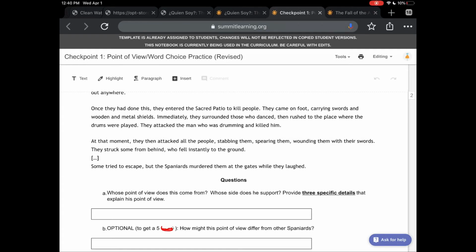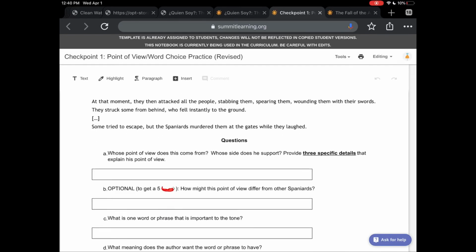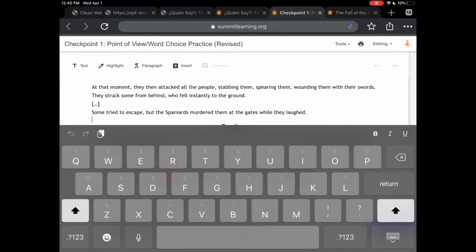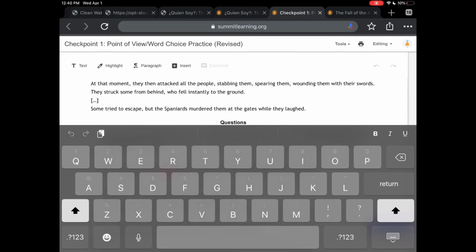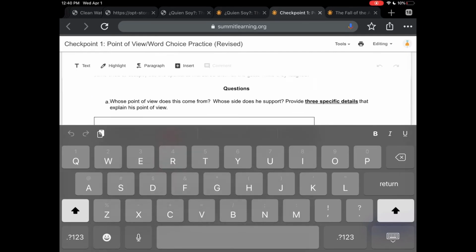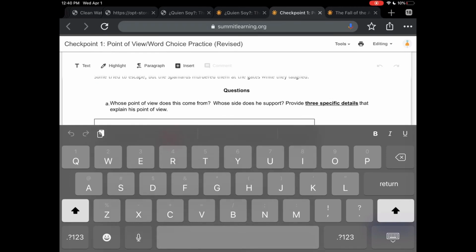Immediately, they surrounded those who danced. They rushed to the place where the drums were played, and they attacked the man who was drumming and killed him. At that moment, they then attacked all of the people, stabbing them, spearing them, wounding them with their swords. They struck some from behind, who fell instantly to the ground. Some tried to escape, but the Spaniards murdered them at the gates while they laughed.